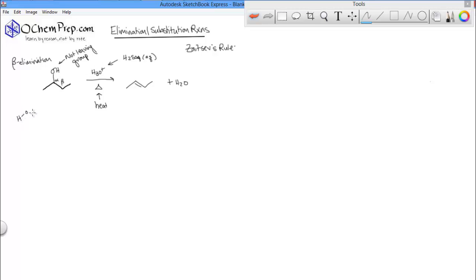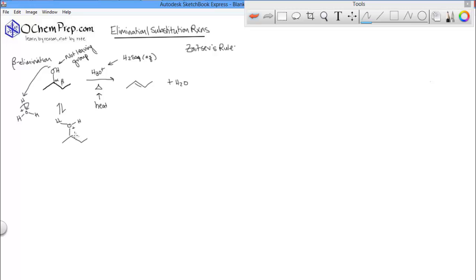So if I take this, I'm going to draw out my hydronium. And remember, when you draw mechanisms, you're always going from the electron donor to the electron acceptor, from the base to the acid. So these two electrons will flow this direction, and we break that bond right there. We formed water in the process, and we make this protonated alcohol right here. Now I have a good leaving group. I have water as my leaving group, very stable.